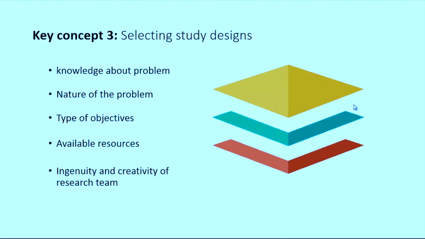Before selecting a study design, we need to take into account several factors. First, what we know about the problem, and second, the nature of the problem and the type of objective of the study that we want to do. And also we have to consider the available resources that we have, and also the ingenuity and creativity of the research team. These factors will influence what type of study design we can use in implementation research.